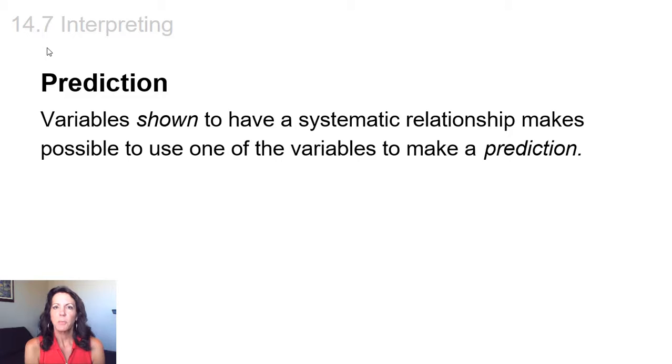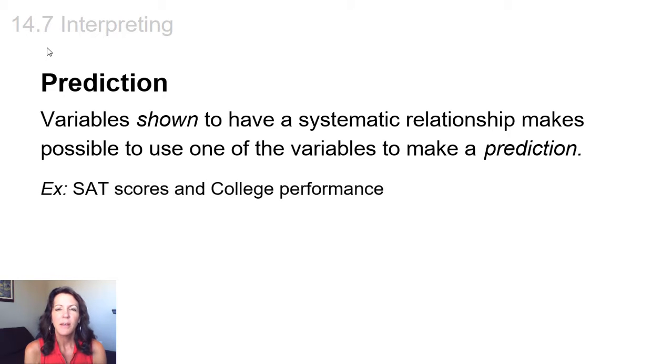When we have variables that have a known relationship or a known correlation, a systematic relationship, it's possible to use the score on one variable to predict somebody's score on another variable. One example of this is SAT scores and college performance. The reason why SAT scores are administered is to make a prediction about how someone will do out there in the world, in college. There is an existing positive correlation between these two things.